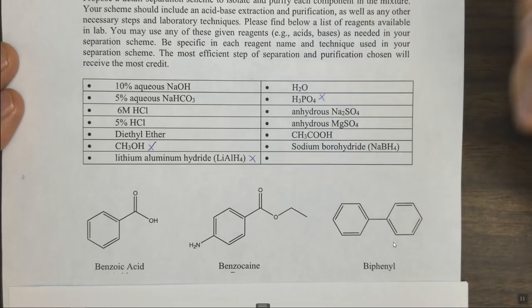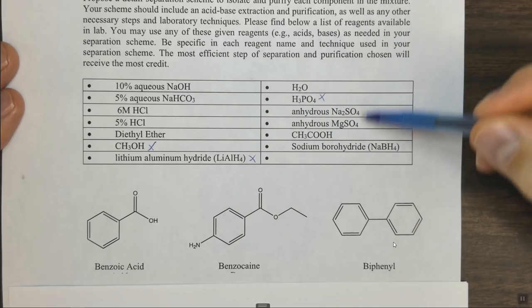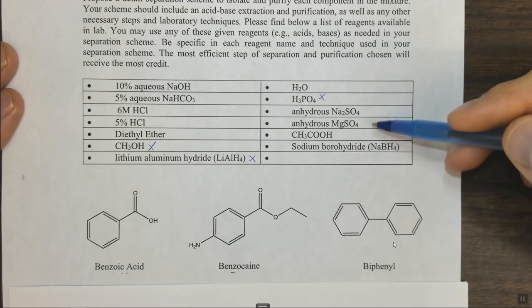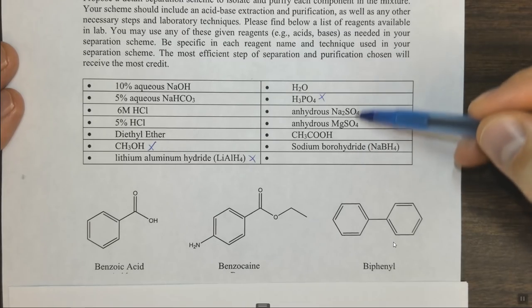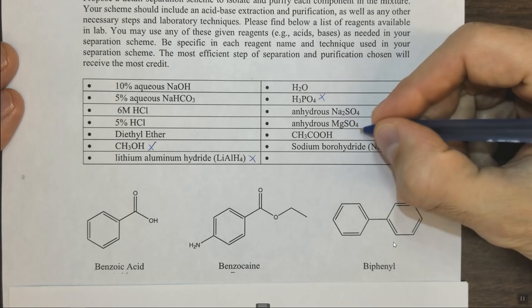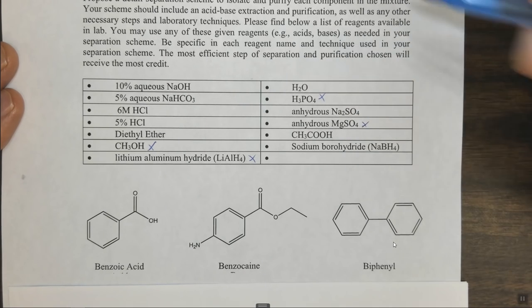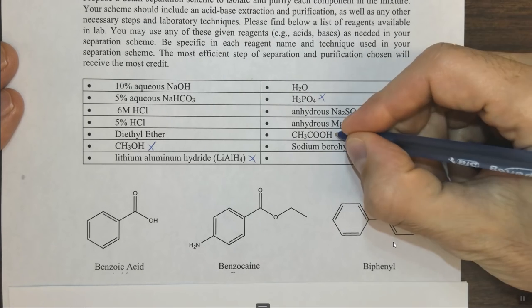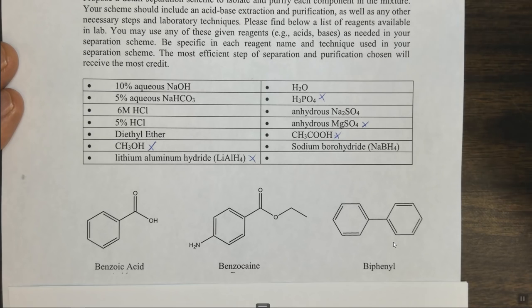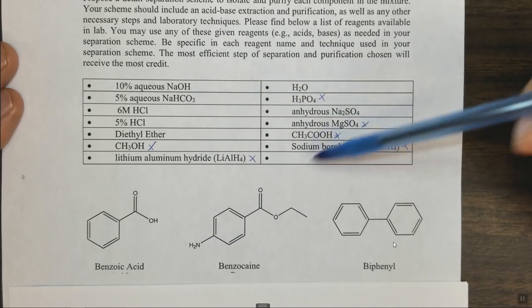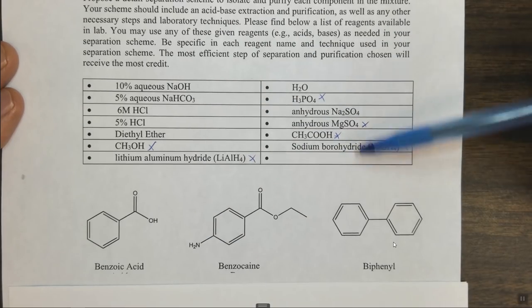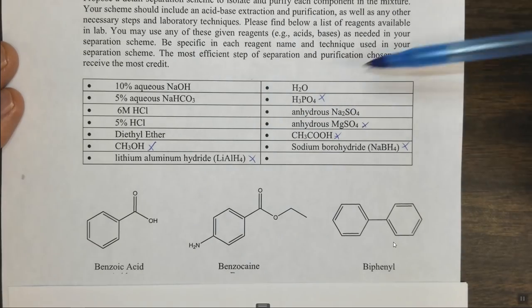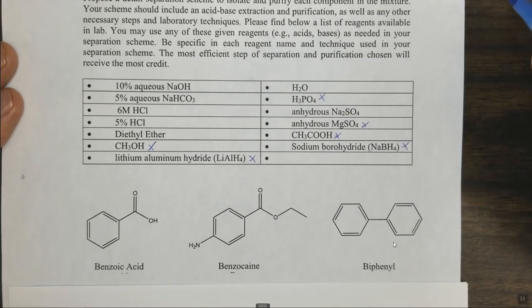Phosphoric acid, we're not going to use that. Sodium and magnesium sulfate are both drying agents, and you could use them interchangeably for the most part, at least in this course. But we usually use sodium sulfate, so I'm going to eliminate magnesium sulfate. It's not wrong to use magnesium sulfate. CH3COOH is acetic acid found in vinegar. We don't really use that for liquid extraction. And then finally, sodium borohydride, another reducing agent. So there's about half of the things that we can't use. When you're taking your quiz, you might quickly go through the list and knock off the things that are not going to be used.